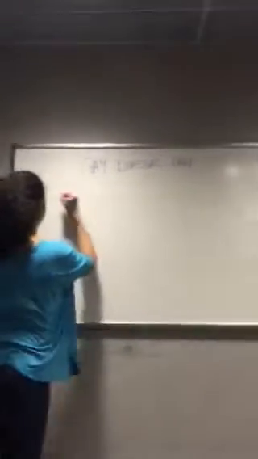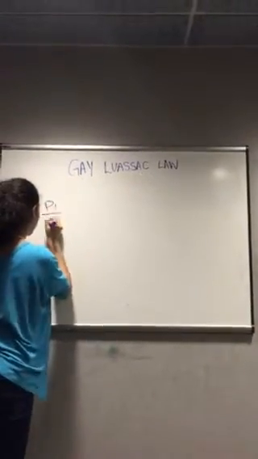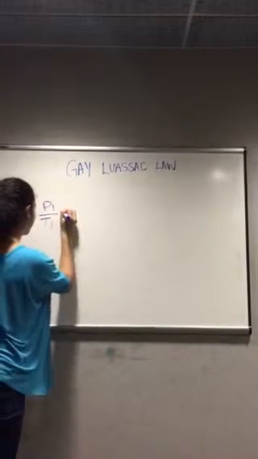Okay, so we're doing the Gay-Lussac's law, and it's basically that the pressure of a gas varies directly with temperature if the volume is held constant. Okay, so we're going to solve a problem. Before we even do that, we're going to write the equation. So P1 over T1 equals P2 over T2.